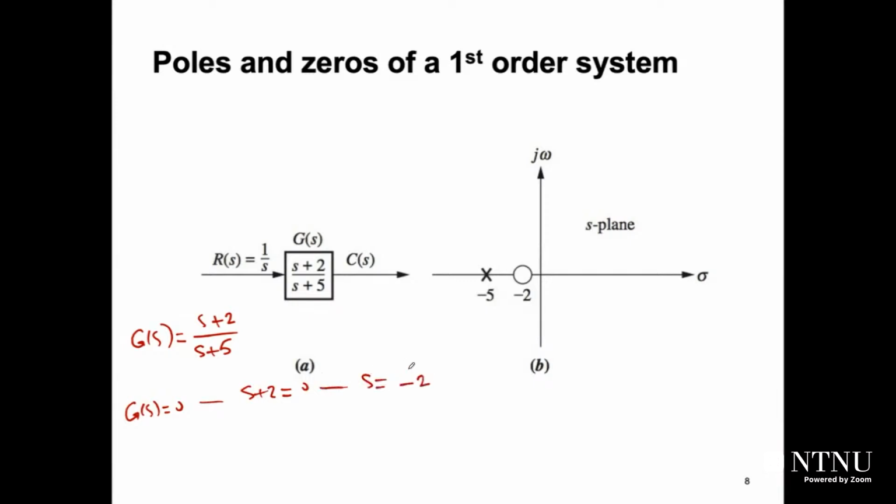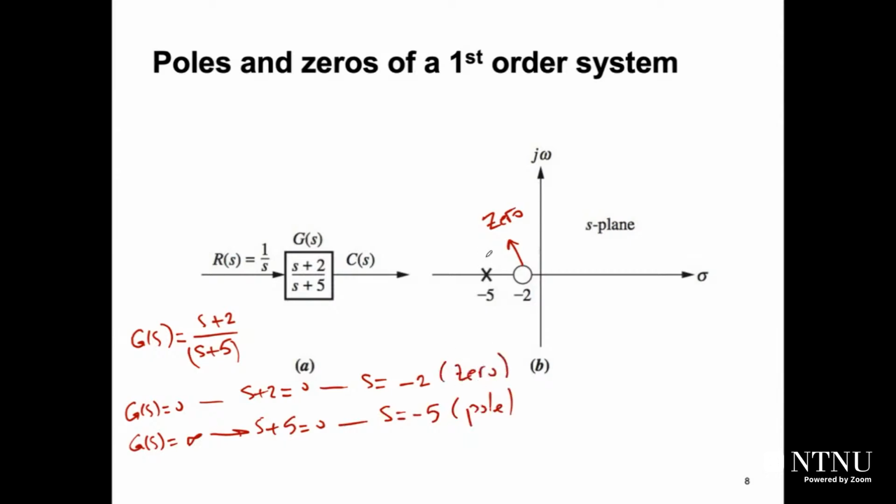So in this case, we will have a zero at -2. We represent it by a circle. This one will be a zero. If you want to get the system poles, we need to set G of S equal infinity, and you can achieve this by setting the denominator equal 0. So S plus 5 equals 0, so S equals -5. This one will be a pole, represented by a cross, by X. So this is how we will put it in this S plane.